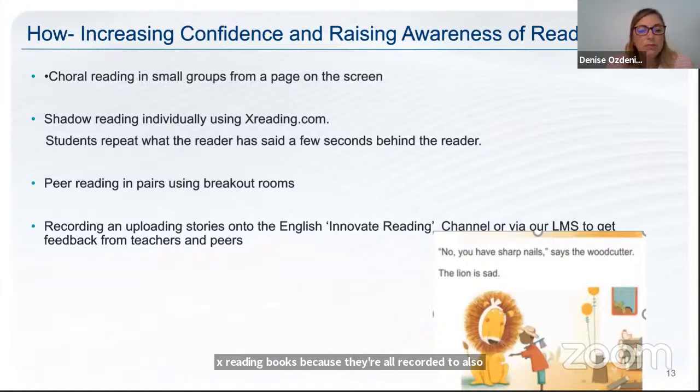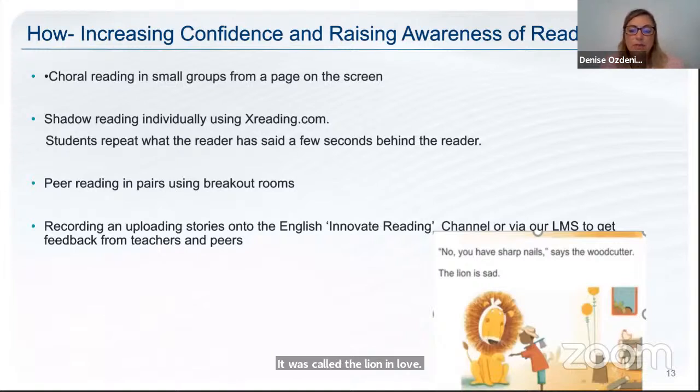Also, we did peer reading in small breakout groups. This was to build confidence and audience awareness and to allow students to practice their speaking and reading skills. And we emphasized that reading aloud requires much more than decoding the written word, and that by adding the intonation, the tone, the stress, etc., it really gives meaning to text and helps provide a level of understanding beyond the written word for the listener. So, for example, in this story, which was called The Lion in Love, when the lion is dangerous, the woodcutter speaks to him in a very soft voice and says, "No, you can't marry my daughter, you've got very sharp nails."